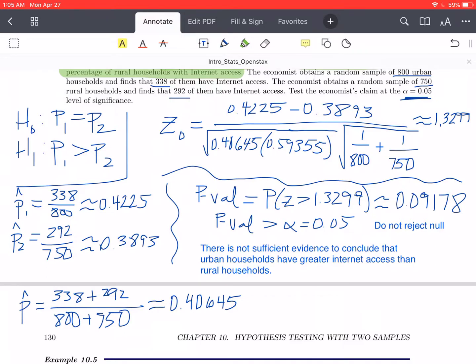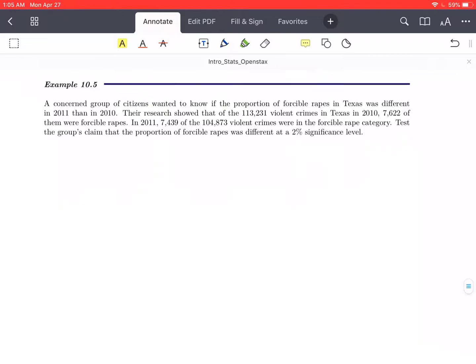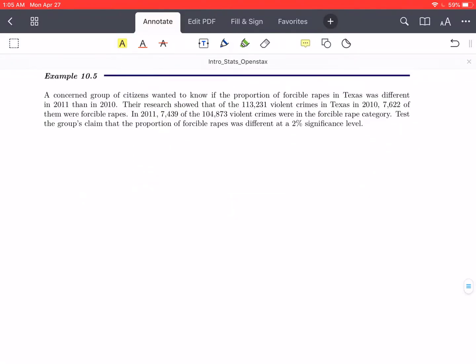All right, then let's look at one more example here. So on a decidedly darker note than internet access, a concerned group of citizens wanted to know if the proportion of forcible rapes in Texas was different in 2011 than in 2010. The research showed that of the 113,231 violent crimes in Texas in 2010, 7,622 of them were forcible rapes. In 2011, 7,439 of the 104,873 violent crimes were in the forcible rape category. The group claimed that the proportion of forcible rapes was different at a 2% significance level.